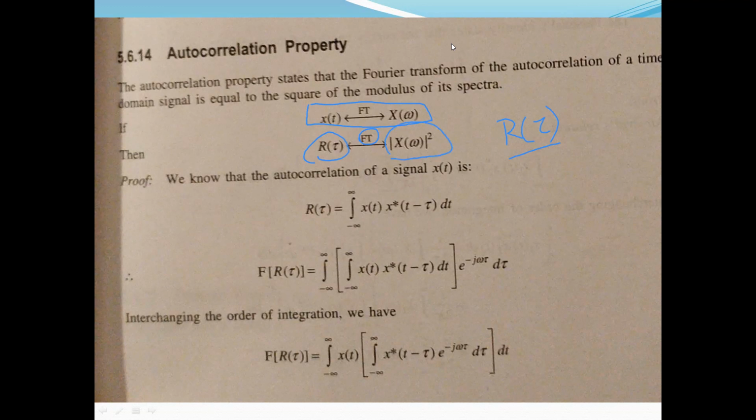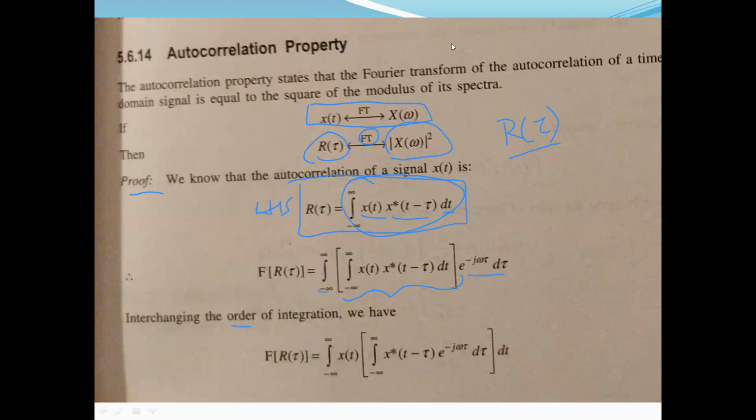So let us do the proof for this. For that you need to know the formula for autocorrelation. This is the formula for autocorrelation: integration from minus infinity to plus infinity of x of t times x star of t minus tau dt. Now we take the LHS, R of tau, and we take its Fourier transform. That means the Fourier transform of the right hand side, this one. Hence it is kept as the signal, and the remaining part is the formula.